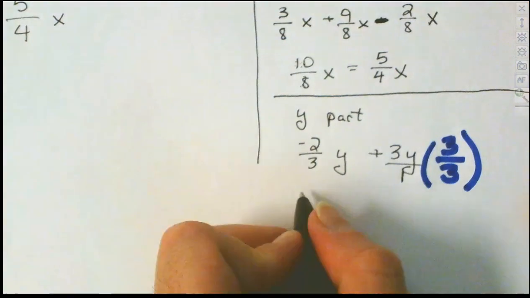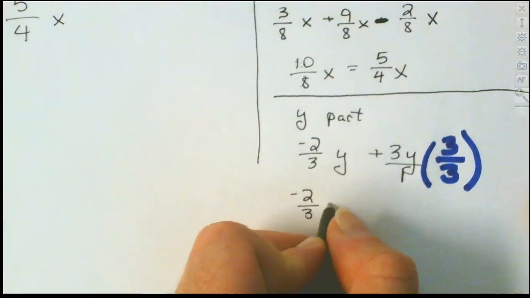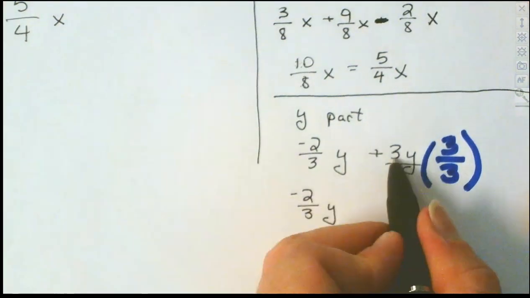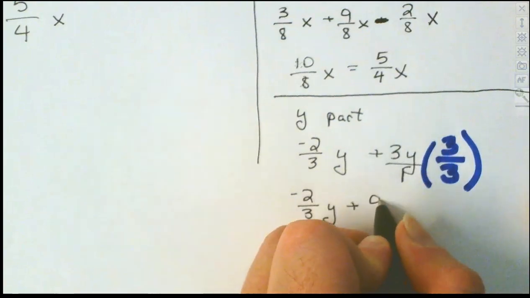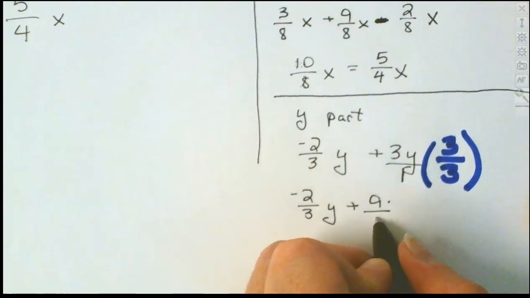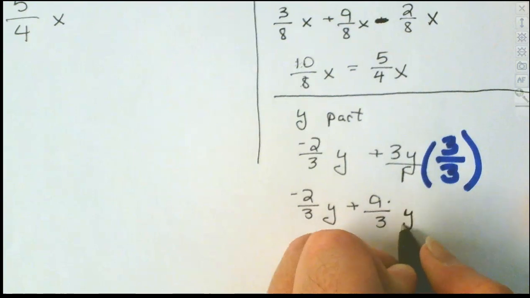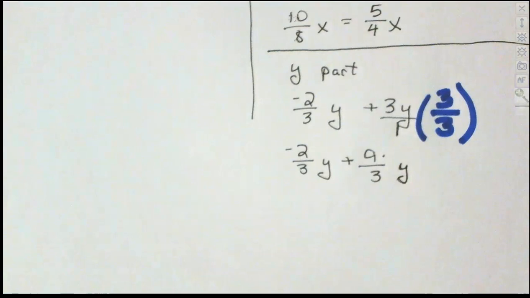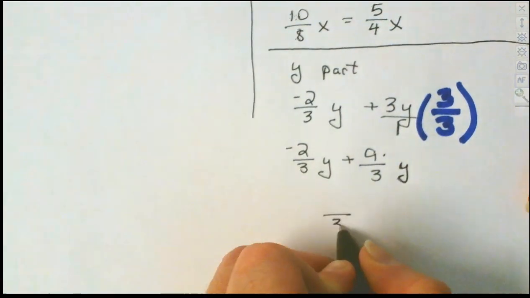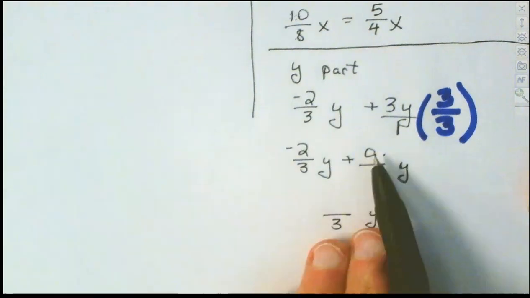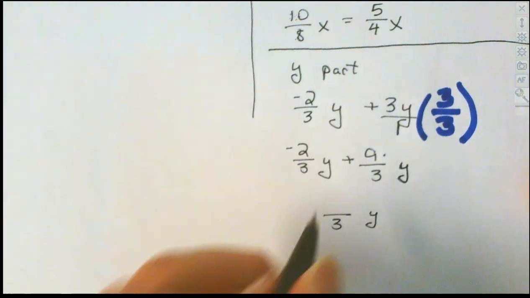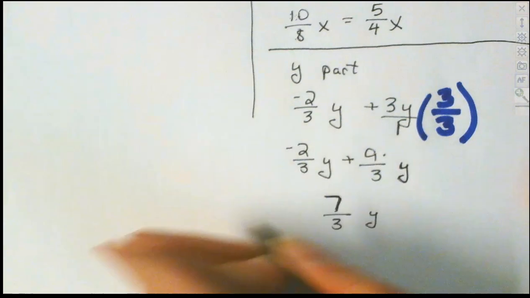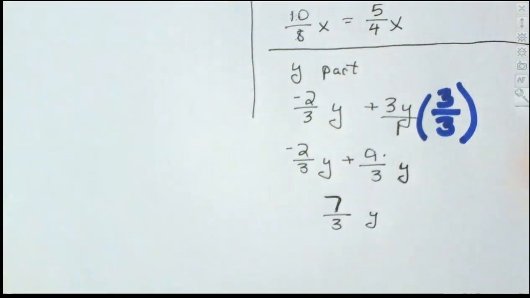So rewriting, we now have minus 2/3 y. 3 times 3 makes it 9 over 3. And we can put the y on the end. These are the same, right? They both have y's. They can go together. And 9 minus 2, it's going to be over 3. We've got the y here. 9 minus 2, that's a 7. So that would be then 7/3 y.